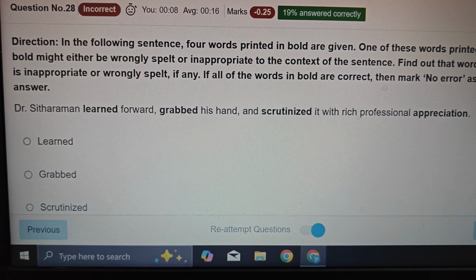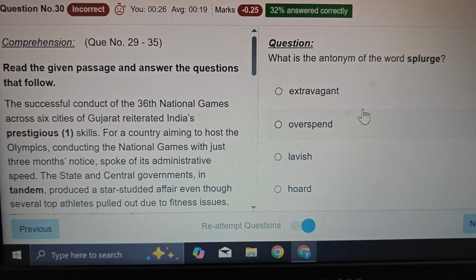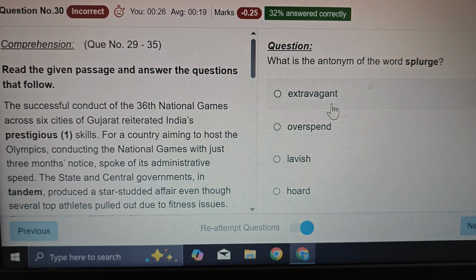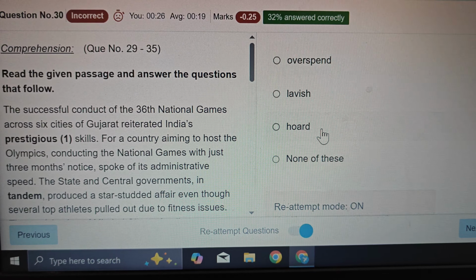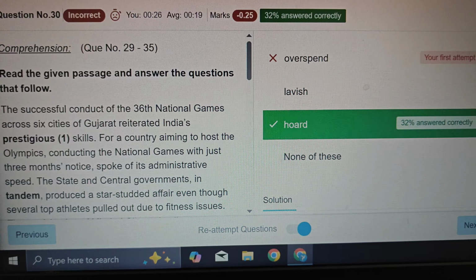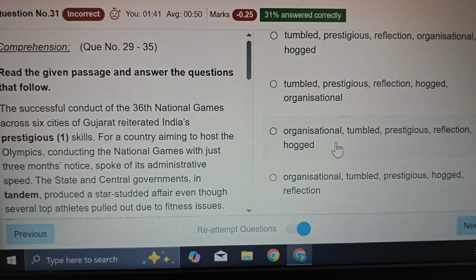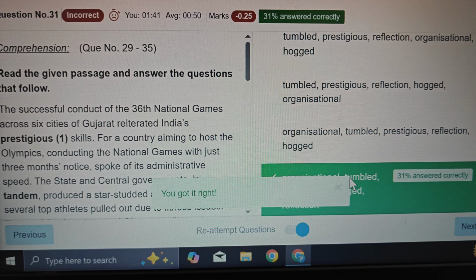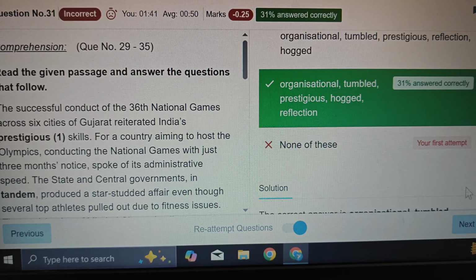Then the 30th one, splurge and its antonym. Here I marked the synonym for this, because I marked overspend, but the answer was, is it this? Oh yes. Okay, then the 31st question. This one I actually didn't observe properly. Later I got to know that I was correct there. See, I was right, but in the exam I thought none of the above would be the answer.